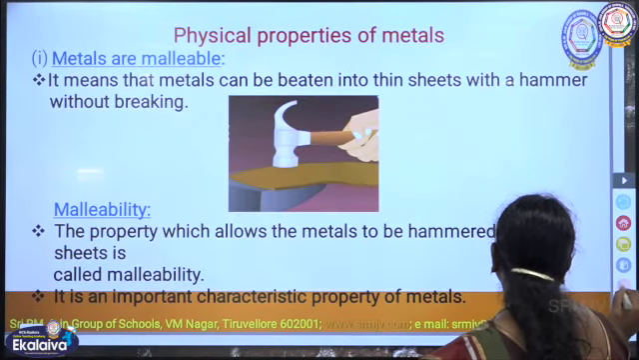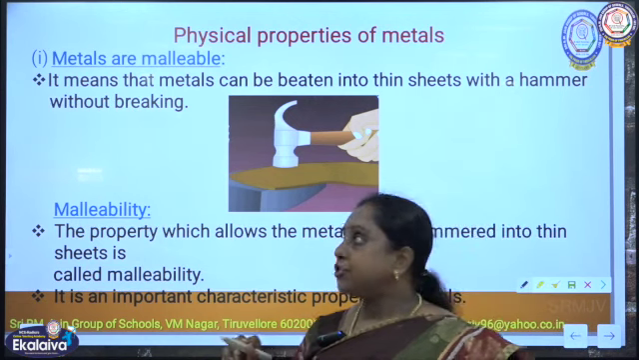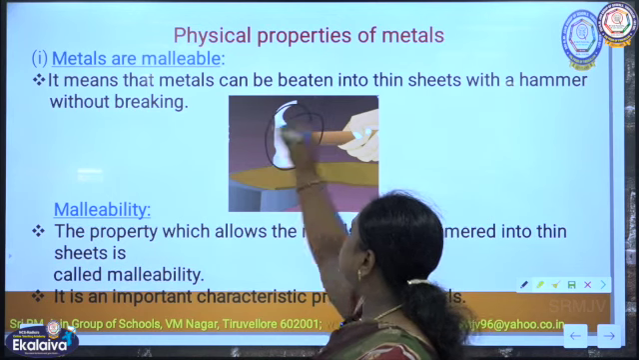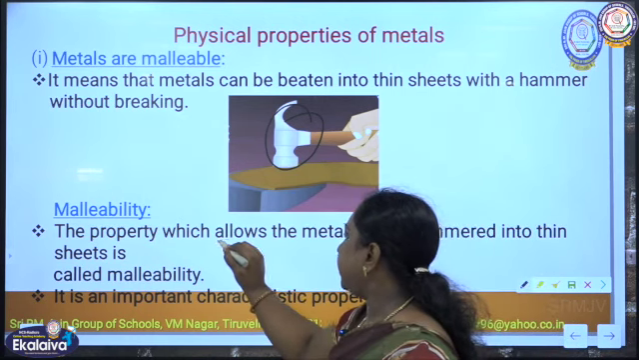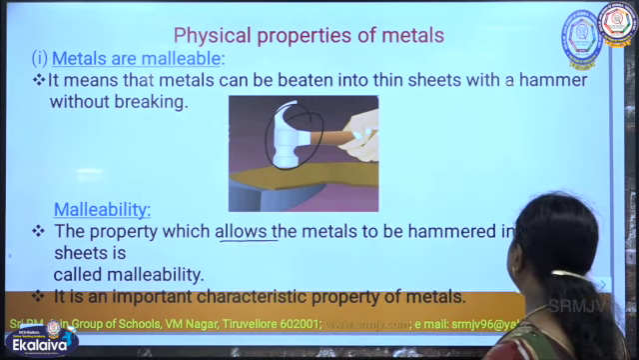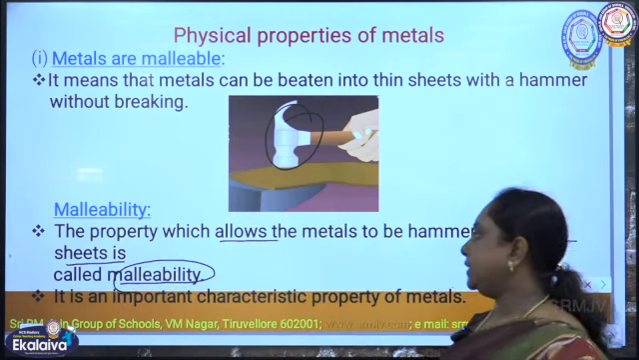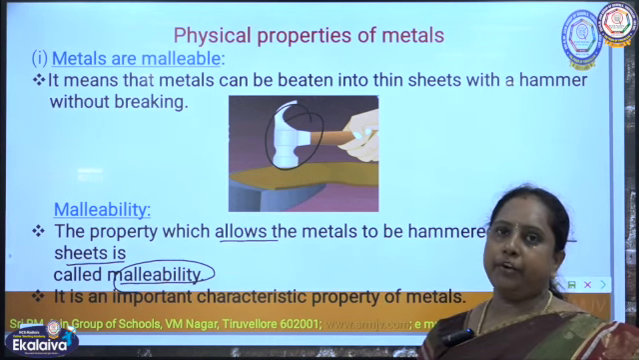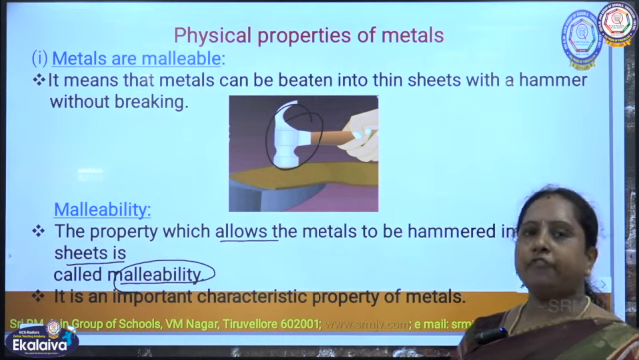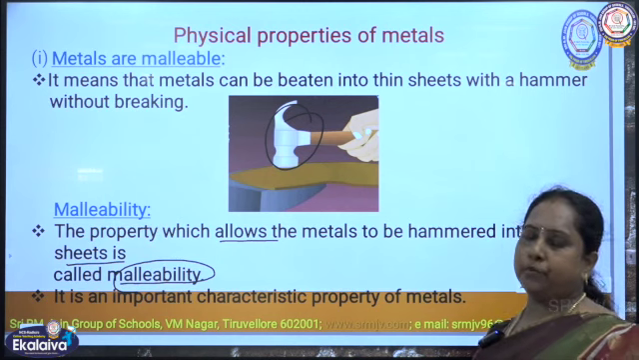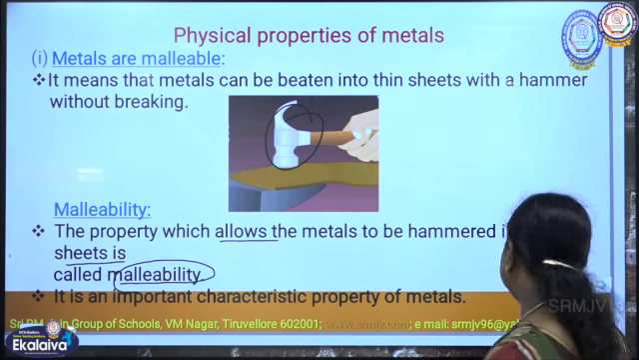so metals are malleable. Whenever metals are hammered, they will be made into thin sheets, and this is the very important property which allows the metal to be hammered into thin sheets, which is called malleability. The property is called what? Malleability. This is a very important property of metals, where we can study the atomic structures of the metals as well as the electron distribution of the metals. You will be learning in detail about all these properties in your higher classes, children.